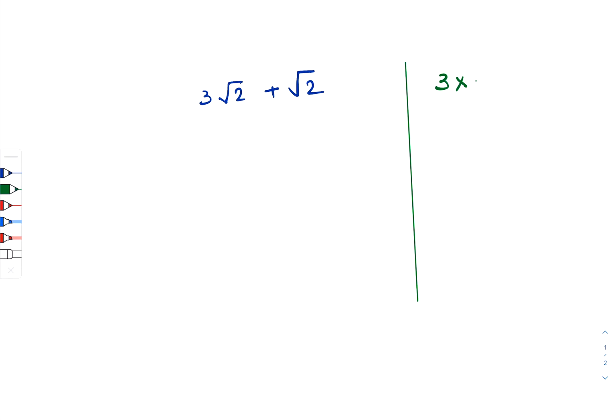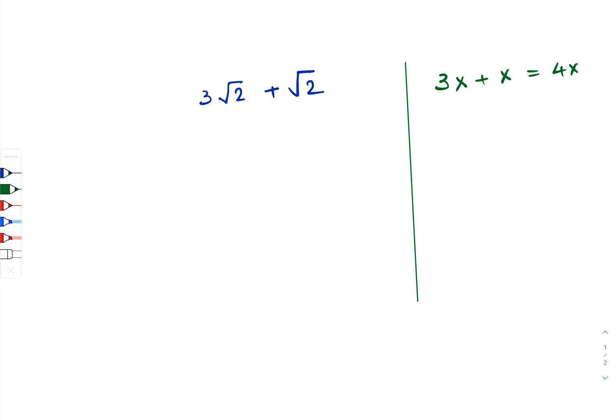Let's take a look at an example. Let's say you're given 3 square root of 2 plus square root of 2. To simplify this, it's essential to understand that you have the same number under the same radical sign. If I had given you 3x plus x, that would simplify to 4x, because you just add the coefficients since they're like terms. So you treat it like a like term.